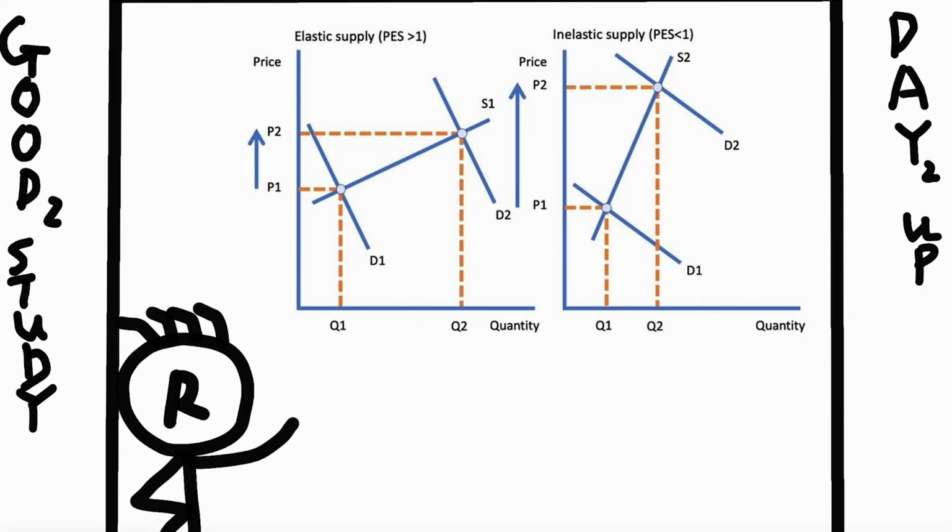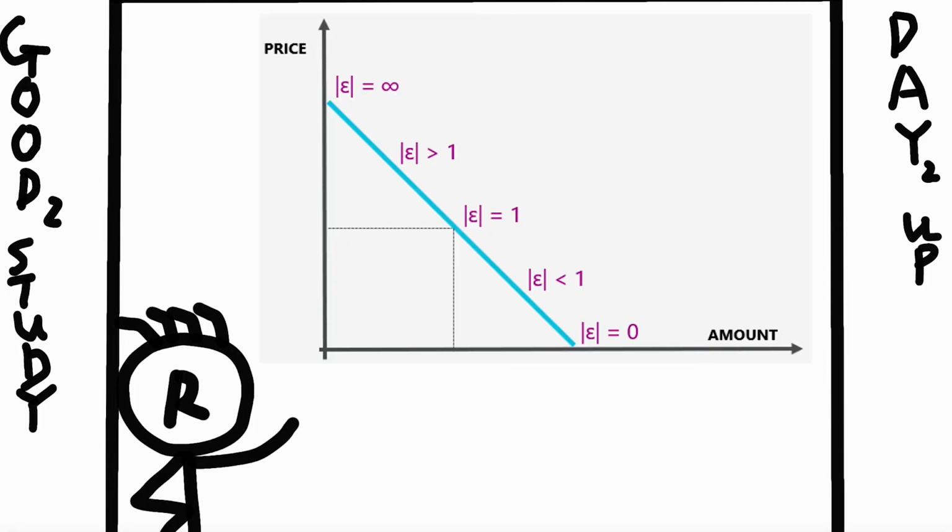So how do we determine whether a good is elastic or inelastic? Whenever the elasticity is greater than 1, it means elastic. If it's lower than 1, it means inelastic. On the same demand curve, the top portion is the elastic portion and the bottom portion is the inelastic portion. So to recap, there are mainly four types of elasticity. The first one is the price elasticity of demand. The second is income elasticity of demand. The third is the cross price elasticity of demand. And the fourth is the elasticity of supply.